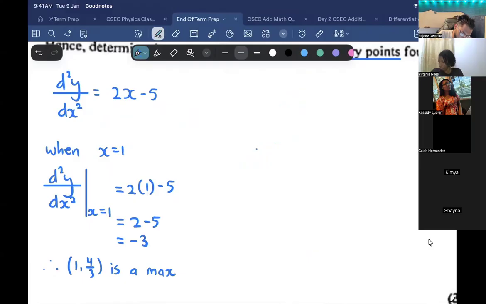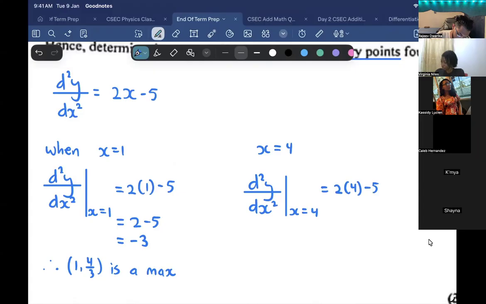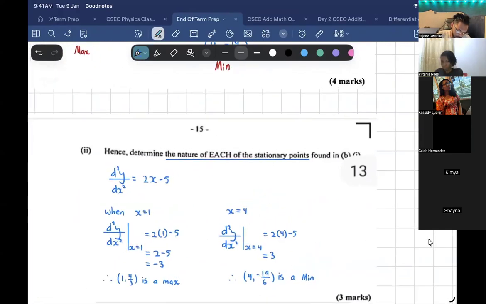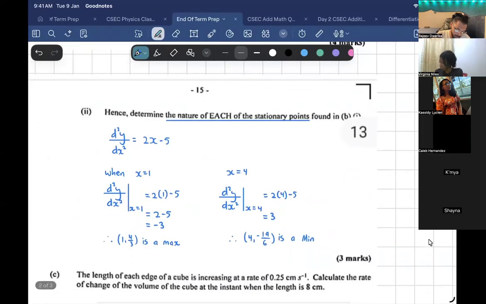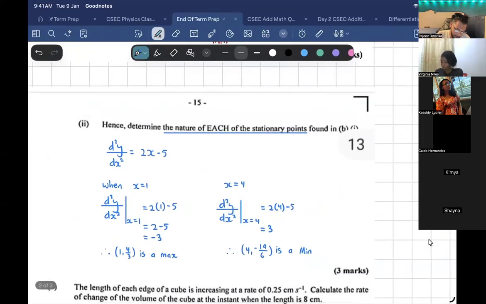And then this one would be 2 by 4 minus 5, which is 3. So therefore, you would say that 4, comma, minus 19 over 6 is a minimum. Okay with this, right? Yes, sir. I remember the frowny face and the smiling face for max and min. Good.